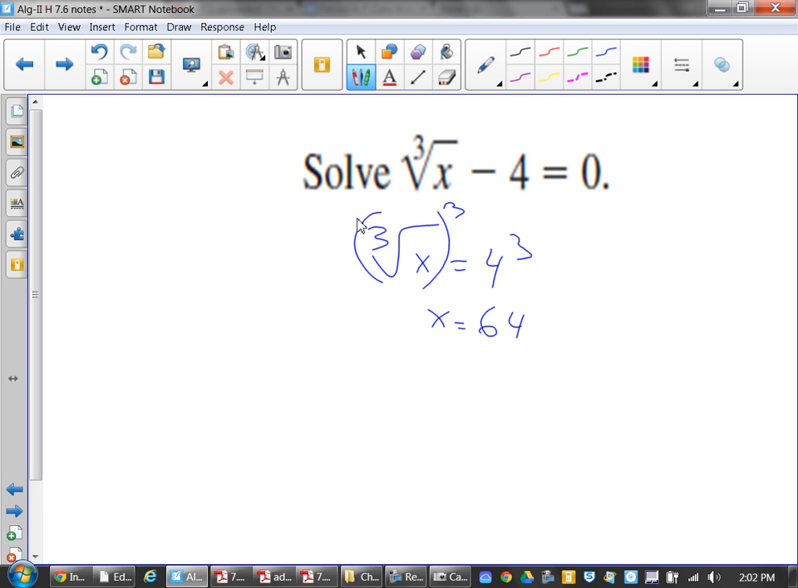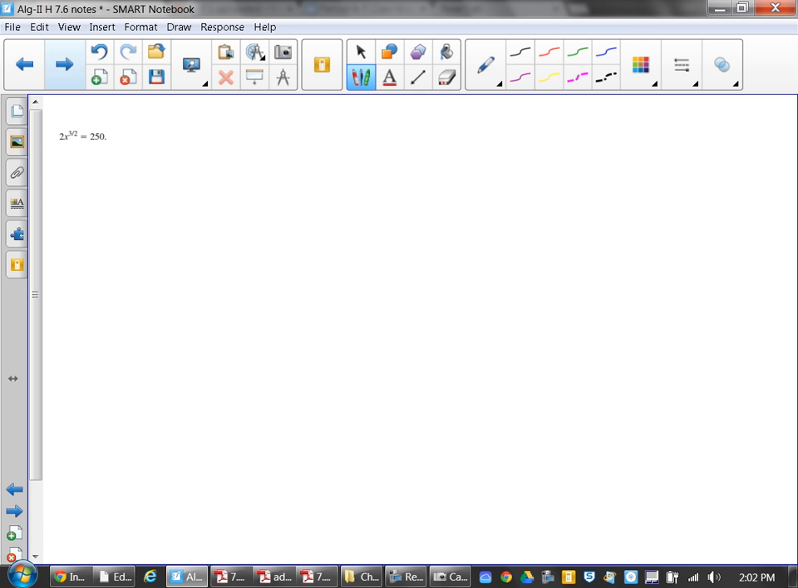What do you always have to do with these equations? Check it. All right, you got to check it, make sure it works, because you're going to get extraneous solutions or no solutions. It's the cube root of 64. Which is it? 4. What's 4 minus 4? 0. Works. Okay. Same basic idea.